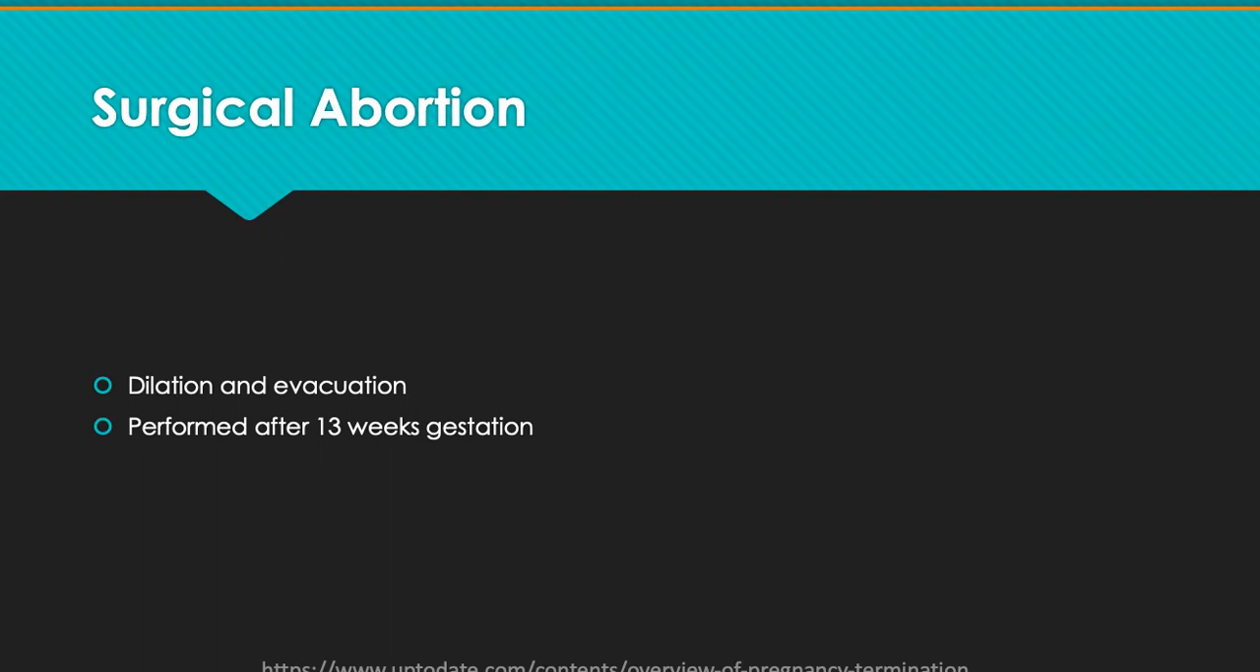The dilator is called a laminaria. It is a small tube made of seaweed that opens the cervix over the course of several hours. Patients will generally have this dilator placed 12 to 24 hours before their procedure and leave it in the cervix until the time of their abortion.